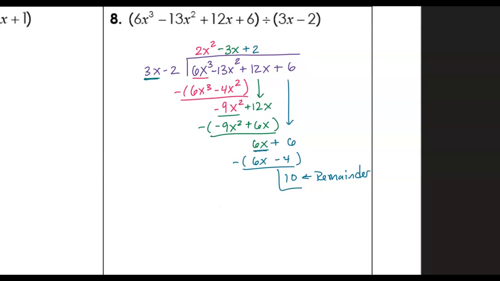So our problem's answer starts off as the top, 2x squared minus 3x plus 2. Does anyone know how I would write the remainder? I know that you've been taught multiple ways to write the remainder in the past. In higher level math, we never write the remainder with an R or anything like that. We write it as a fraction, as a number. How do you write the remainder as a fraction?